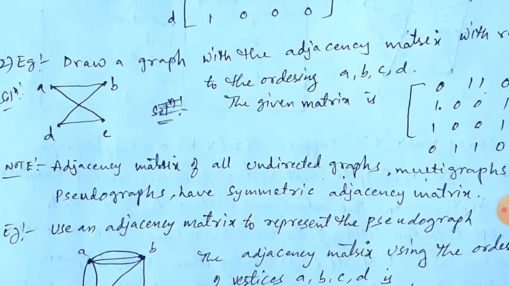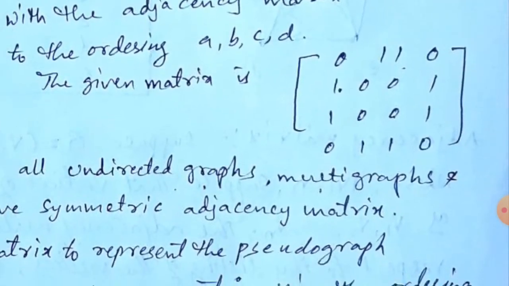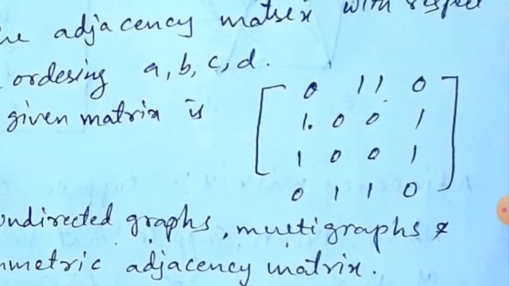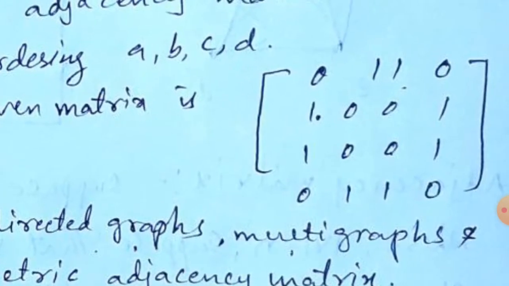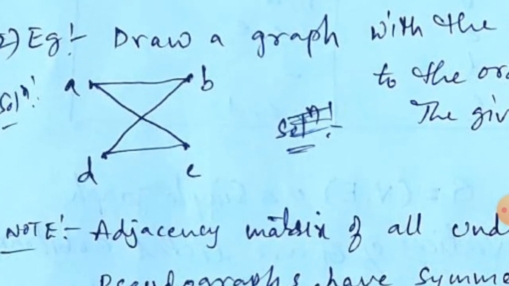Now observe here, draw a graph with the adjacency matrix with respect to the ordering A, B, C, D. The given matrix is, for example, a 4 by 4 matrix like this. Now observe the order should be A, B, C, D. So first column is A, second column B, third column C, fourth column D. Similarly, first row A, second row B, third row C, and fourth row D. Then observe A to A is 0. That means there is no A to A edge. So firstly, to draw this graph, simply mark small circles as vertices A, B, C, D.